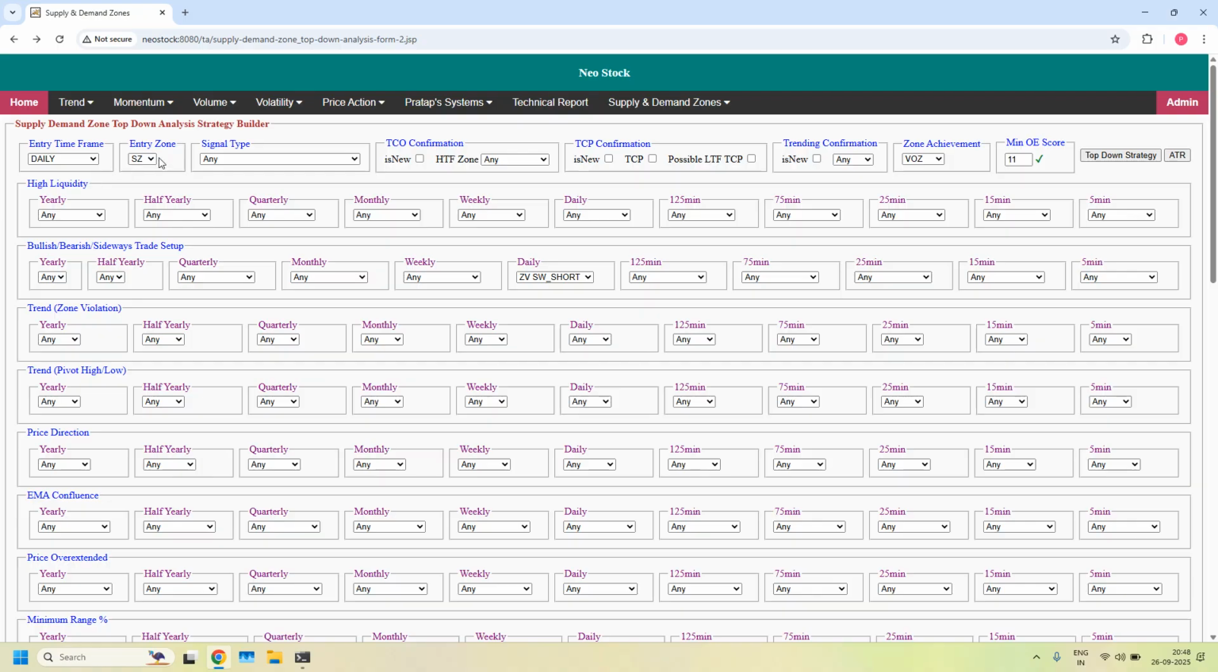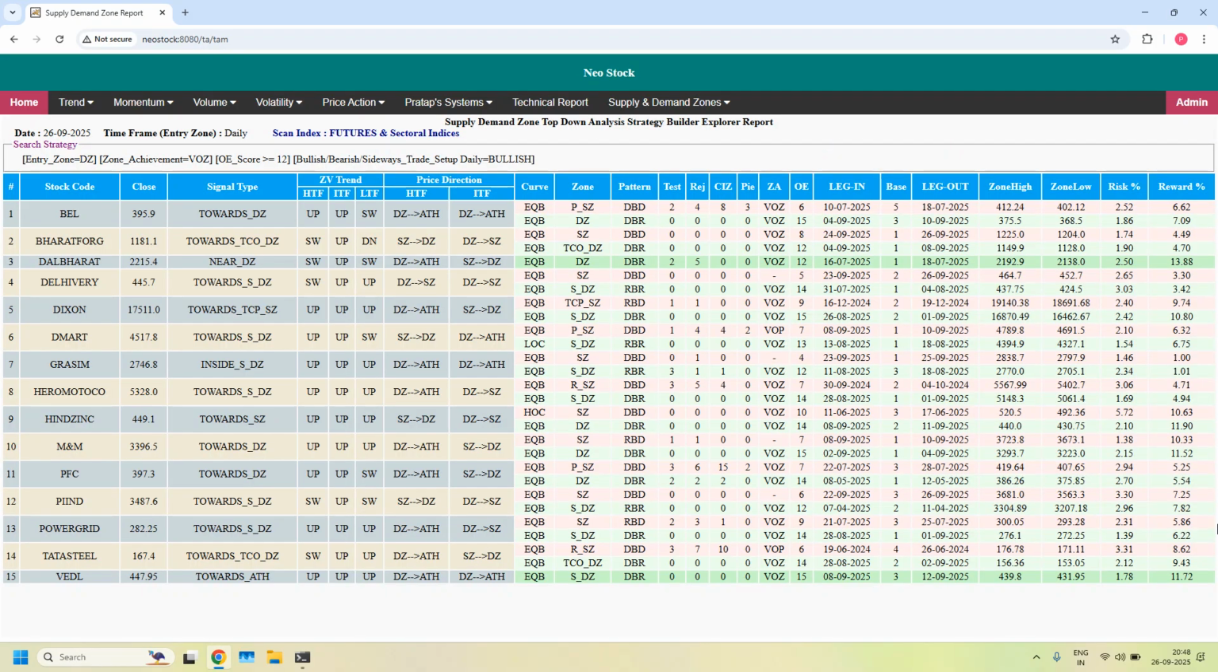Next, bullish trade setup, daily demand zone, bullish, minimum odd enhanced score 12. So we got 15 stocks supporting bullish trade setup for monthly income trade. A huge change we have. I think yesterday we got 26 or 27. So today many of those zones might have been violated and trend might have been changed, and now limited to these 15 stocks.